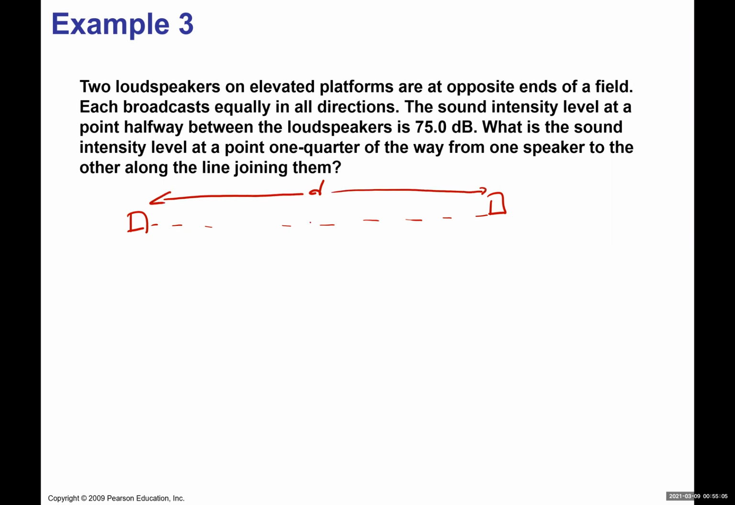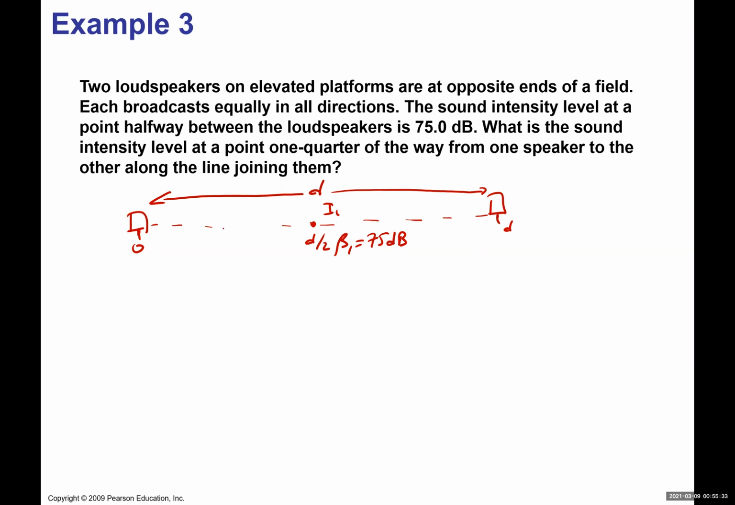So then halfway right here, right? Let's say taking this one to be 0, this one to be, for example, D. This is basically D over 2. And then at that point we have our intensity 1, but let's say in terms of beta 1 equals 75 dB.